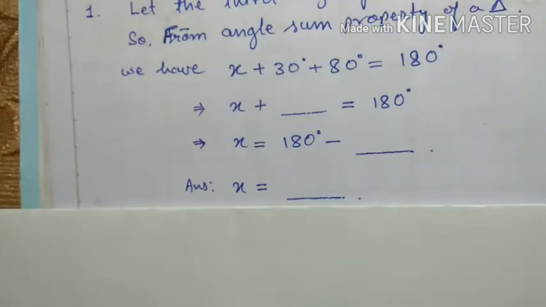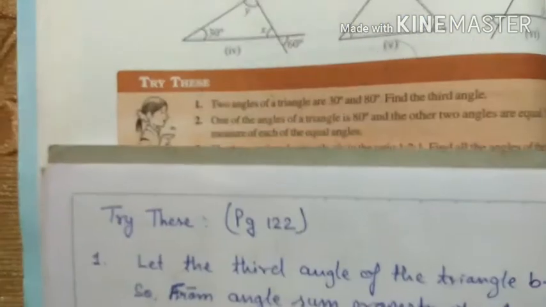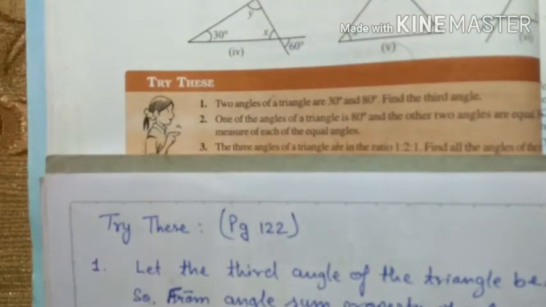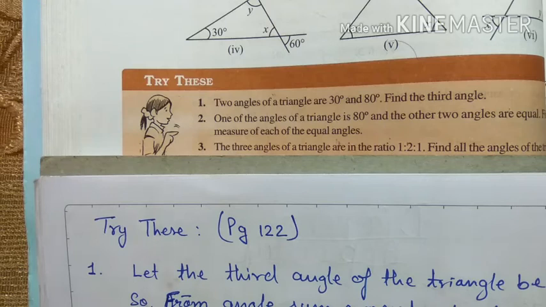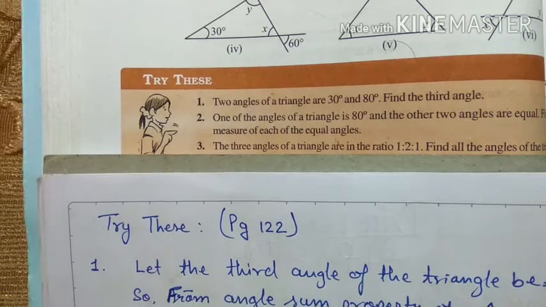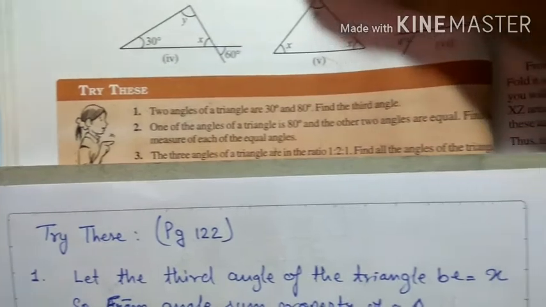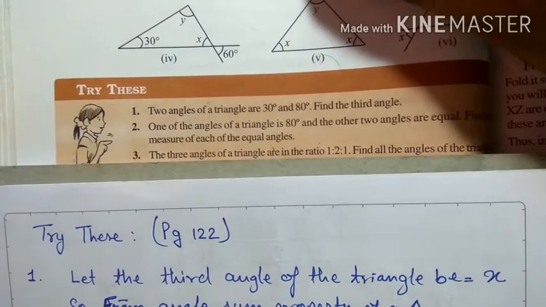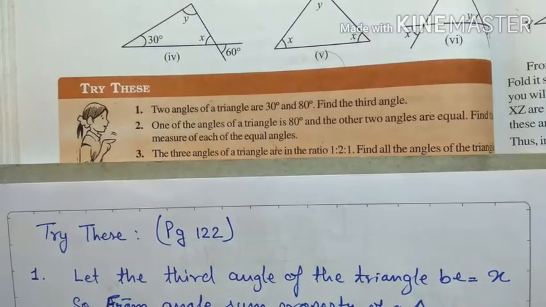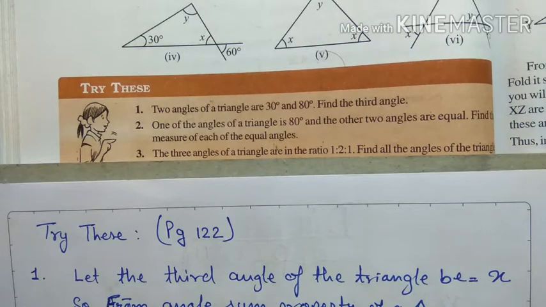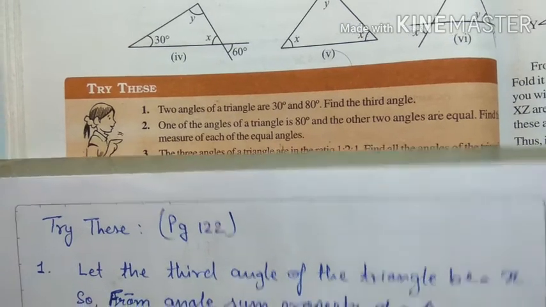Now check what is the second question. Second question is this: one of the angles of a triangle is 80 degree and the other two angles are equal. Find the measure of each equal angle. Okay, this is the second question. And how to solve? We have to take, let the two equal angles be x.